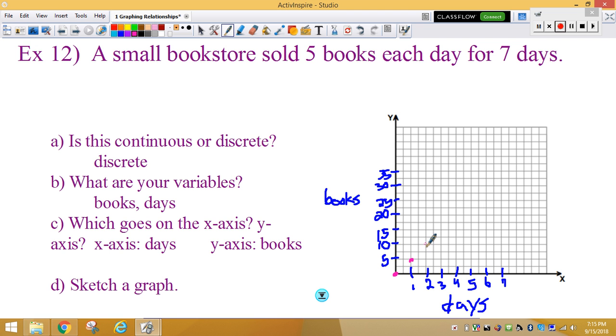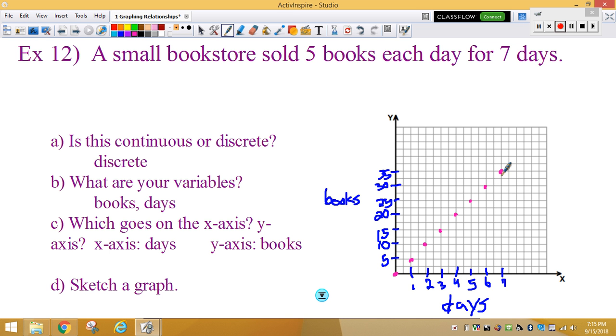On day 2, in 2 days, they had sold 10 books. 3 days, they had 15. 4, they had 20. 5, they had 25. 6, they had 30. And 7, 35. So they sold 5 books each day. So total, after 7 days, they had sold 35 books.